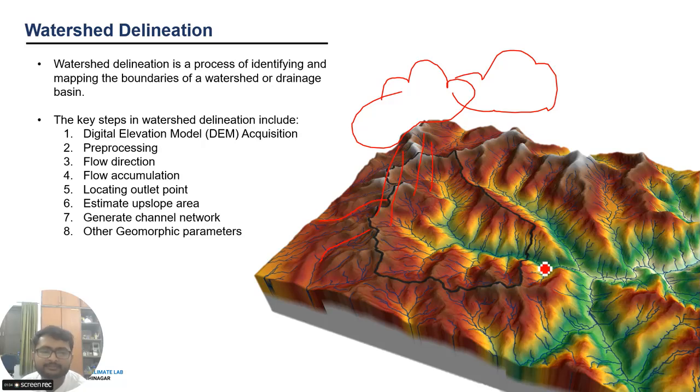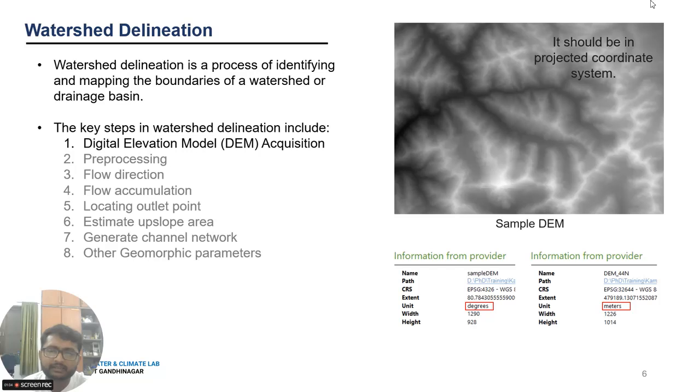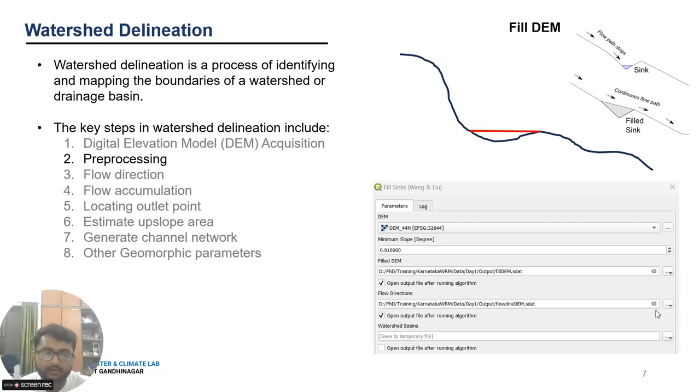Once we finalize where we want to construct, first of all we collect the DEM data of the region. That can be done using OpenTopography or the sites which we showed you in the previous classes. What you have to make sure is that whatever you download, if the units are in degrees, you convert them from degrees to meters first using the reproject tool. And it should always be in a projected coordinate system so that you do not get any error. Then we have to do pre-processing.